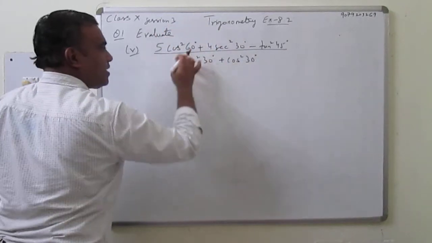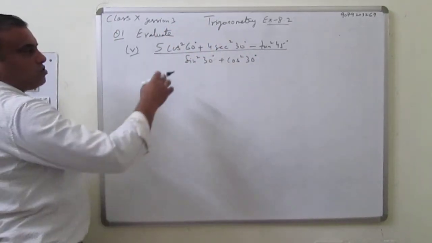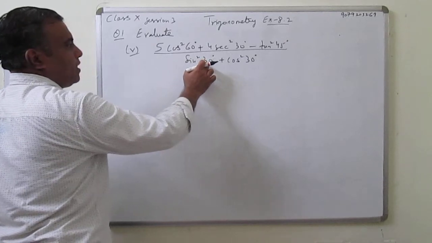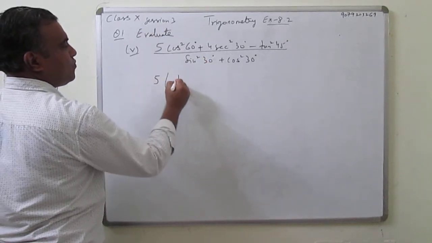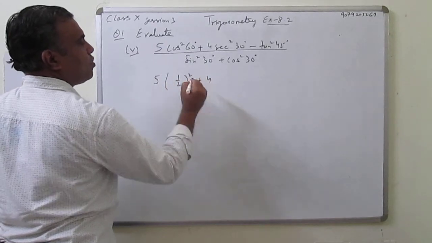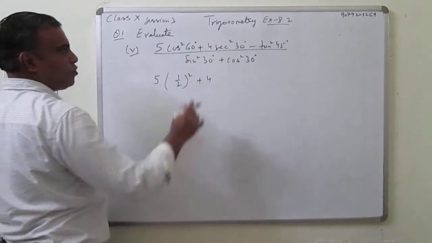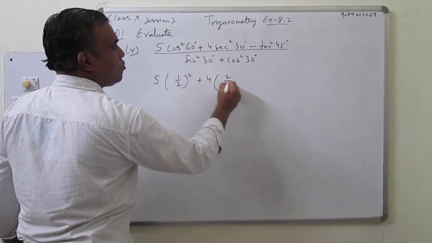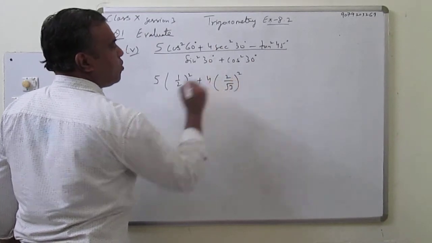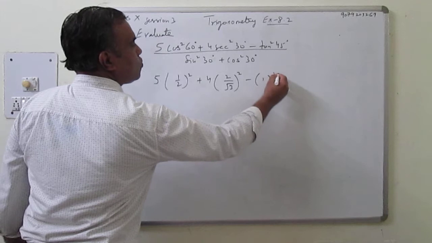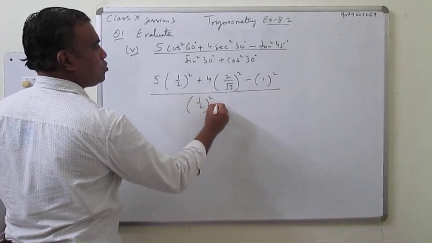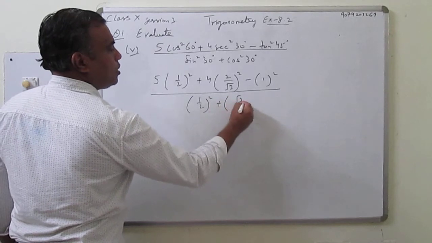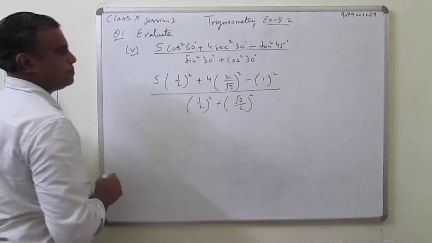It is an identity, it is 1. But we are solving with putting values. So put the values. 5 cos 60 is 1 by 2 whole square. 4 sec 30. Cos 30 is root 3 by 2, so we take the reciprocal: 2 upon root 3 whole square, minus 1 square. Sin 30 is 1 by 2 whole square, plus root 3 upon 2 whole square.